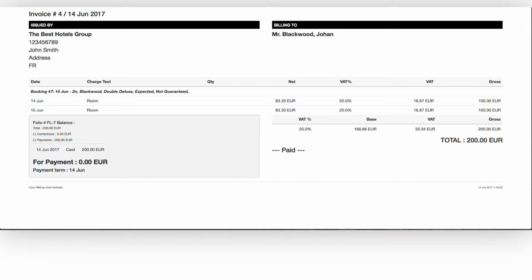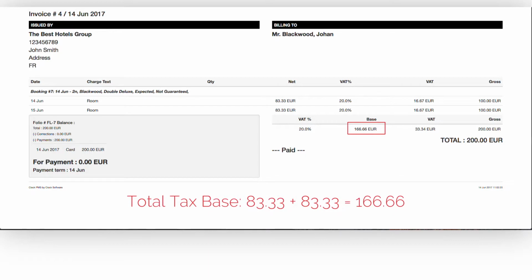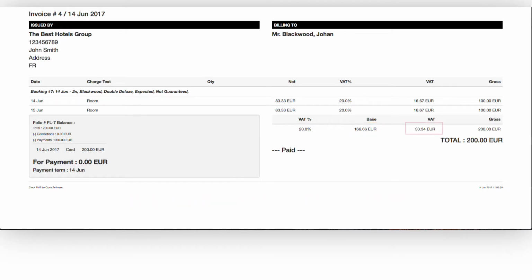In the folio total section, the respective amounts are calculated by summing the lines. Example for 20% tax, 2 lines each containing a final price of €100. The total tax base is equal to 83.33 plus 83.33 equals 166.66. And the total tax is 16.67 plus 16.67 equals 33.34.